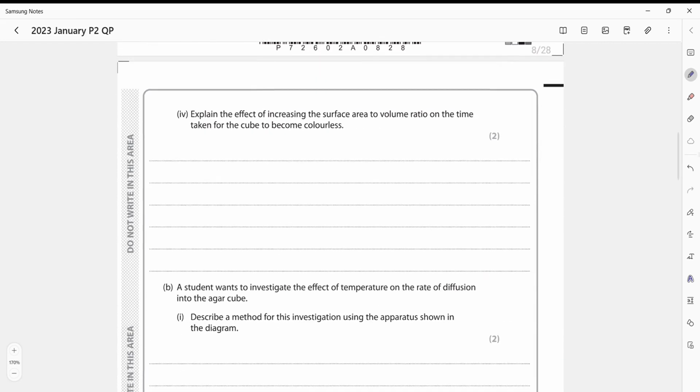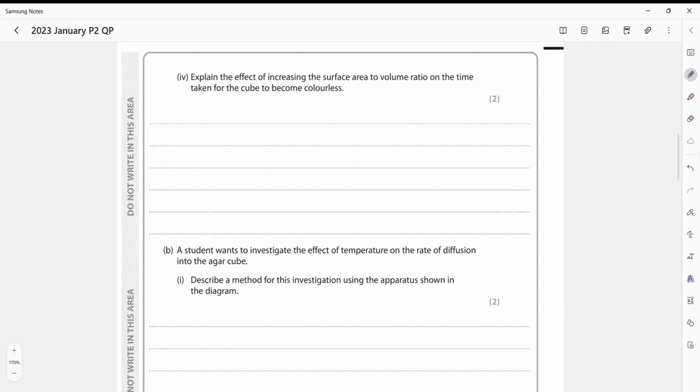Okay, and then part 4. Explain the effect of increasing the surface area to volume ratio on the time taken for the cube to become colorless. If we increase the surface area to volume ratio, the rate of diffusion increases. And the reason why is if you have much greater surface area, then there is more area in which diffusion can actually occur. So let's write that down.